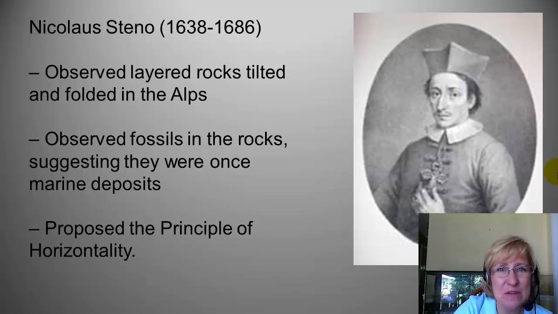Nicholas Steno was one of the first scientists to really look into what was going on to change the shape of rocks. He observed that there were layered rocks in the Alps and high in the mountains, and that they were tilted and folded. He also observed in those same rocks that there were fossils that suggested that they were probably marine in origin, meaning that the rock layers were created at the bottom of the ocean. Based on these observations, he proposed the principle of horizontality.